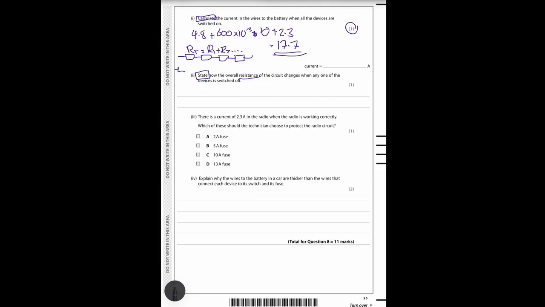If they are in parallel, my total resistance is always smaller than one individual resistor. Okay, so they're the 2 things that I've got to think of. If they're in series, the total resistance is always bigger. If they're in parallel, the total resistance is always smaller. Well, it says changes, so I know that I'm going to have to use the word increase or decrease in there. So let's have a look at the diagram now.